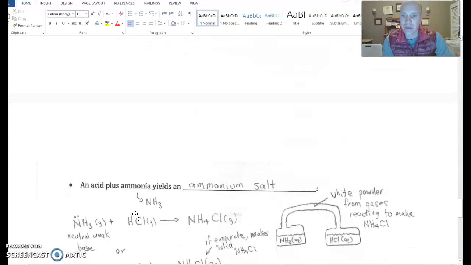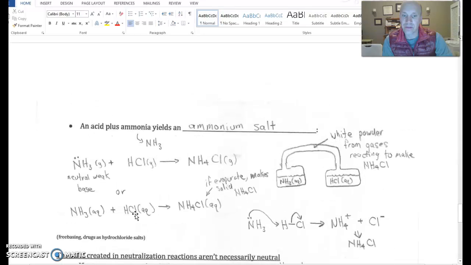All right, and the last example of a neutralization reaction, which you're responsible for, is the reaction between an acid plus ammonia, and that's going to give what's called an ammonium salt. One thing about this is it's a little bit of an exception to that general rule that you end up making water, because this is an acid-base neutralization that can happen without water being formed.